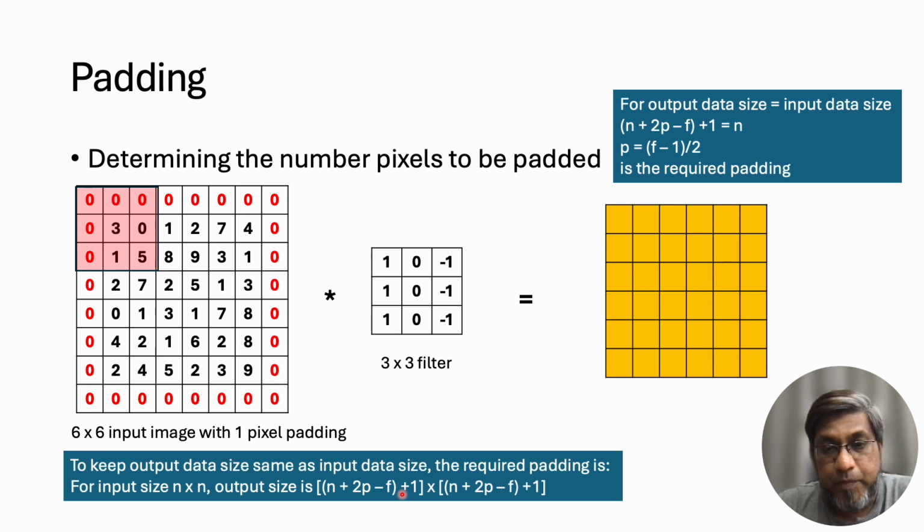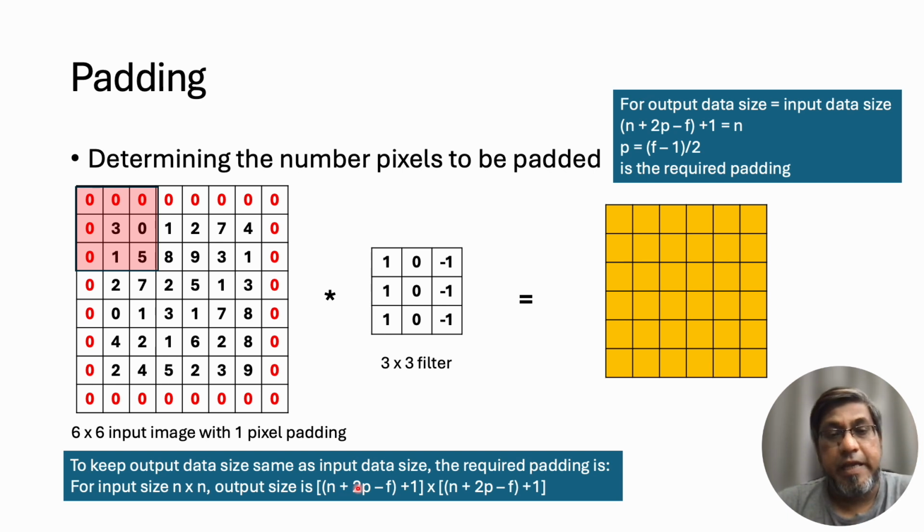So all we have to do is find out how much padding is required. We have to simply equate the output dimension with the input dimension. The output dimension is given by the expression (n + 2p - f) / s + 1, and we have to equate that with the input dimension n, which is in this case equal to 6, right? By equating this and solving for the parameter p, that will give us the number of pixels to be padded for a given condition.